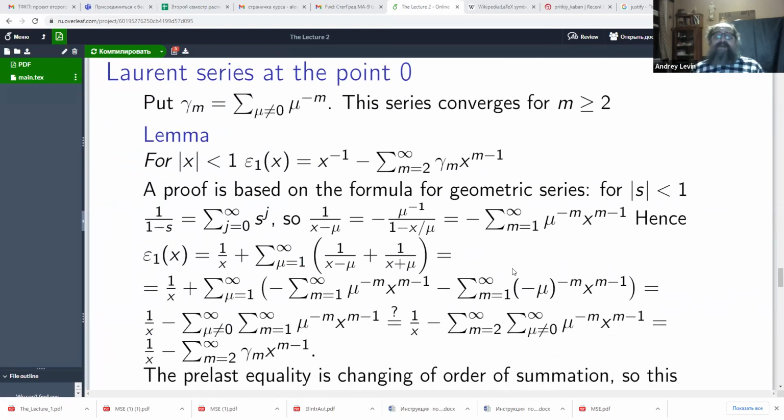First, I define the number gamma m. For those who know the values of the Riemann zeta function, gamma of odd is 0, and gamma of even is the doubled zeta value at this point. And this series converges again by the same integral. Well, it's also classical. Shall I explain why it converges? I hope not. Then in a rather big neighborhood of point 0, we can represent epsilon 1 in such a way.